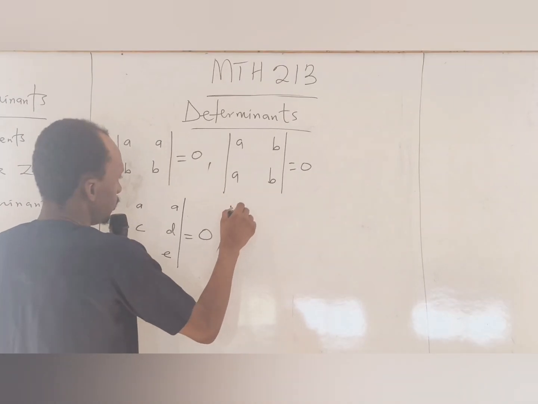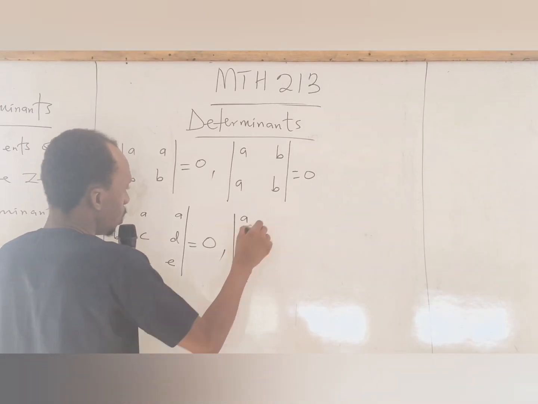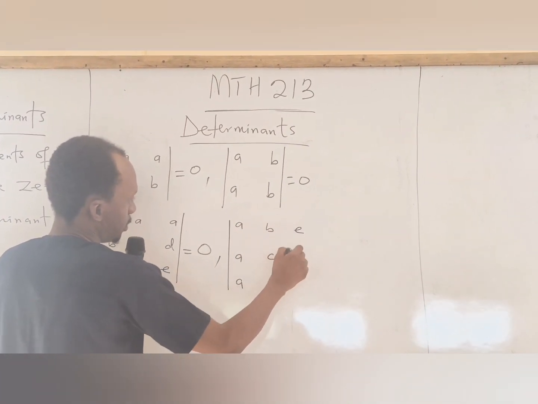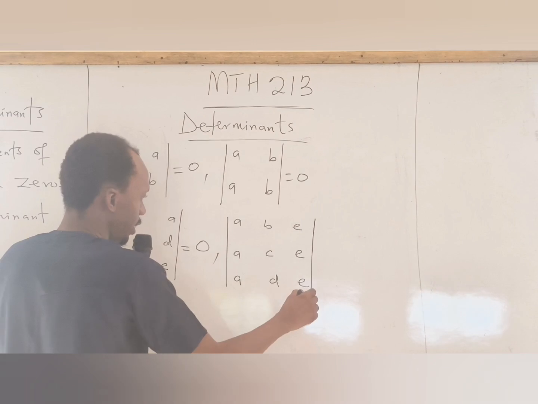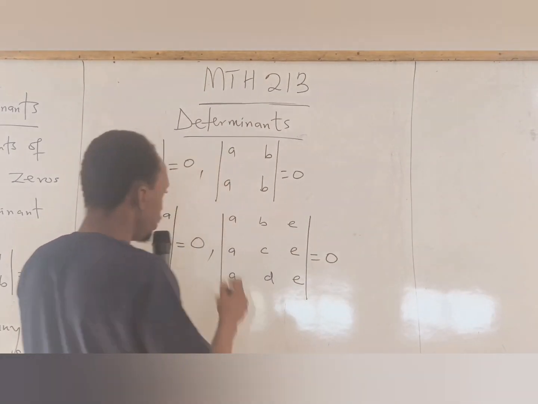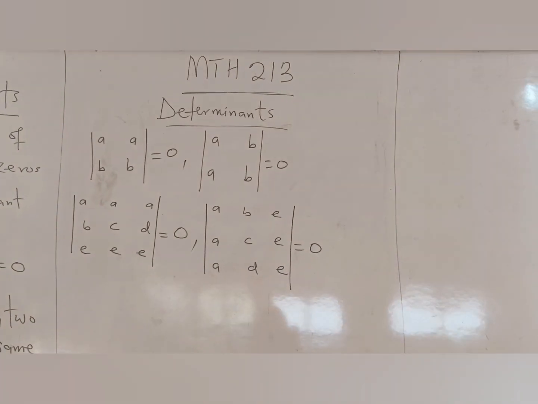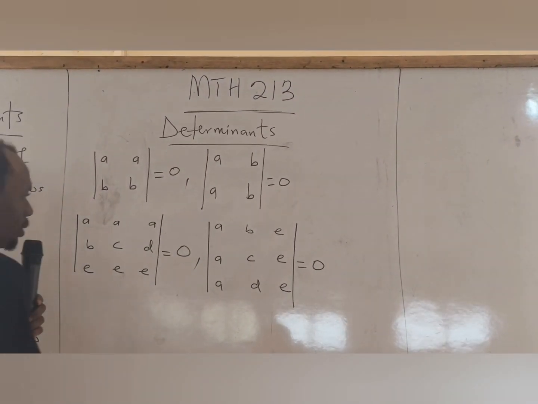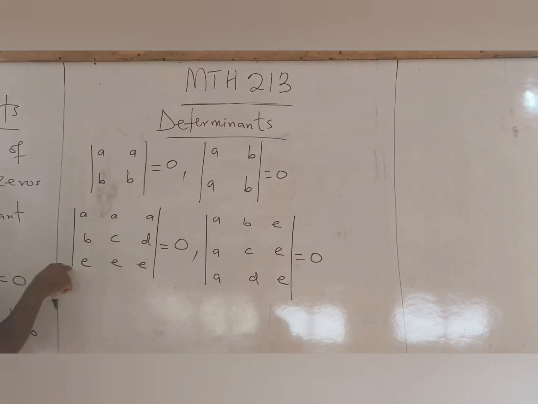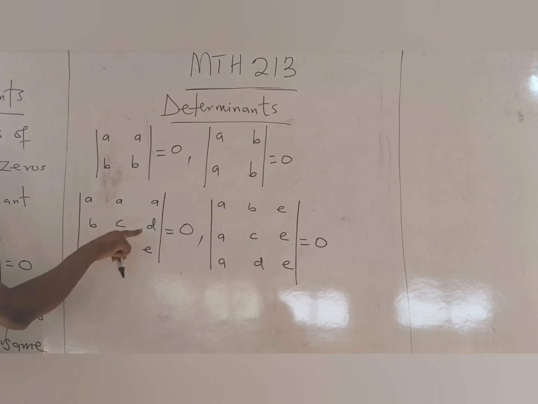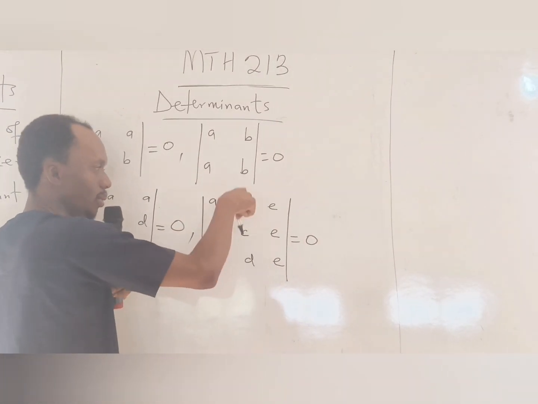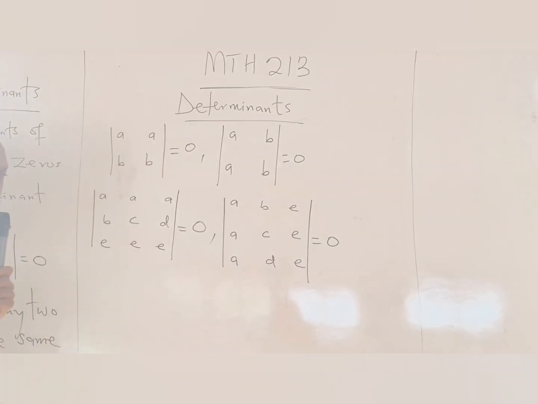Or if the entries in columns, any two entries in a column are the same, then the determinant is also 0. So you see, two rows have equal entries. Two columns have equal entries. One doesn't have, it doesn't matter. So the determinant will be 0.